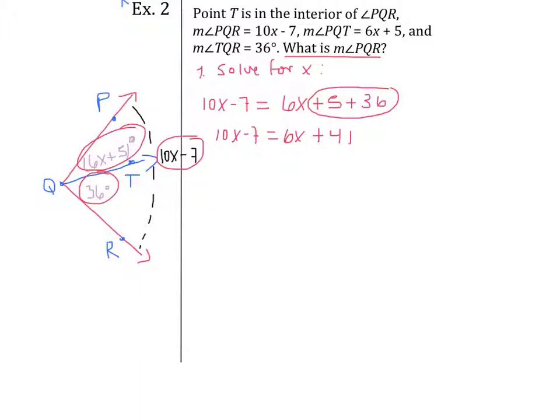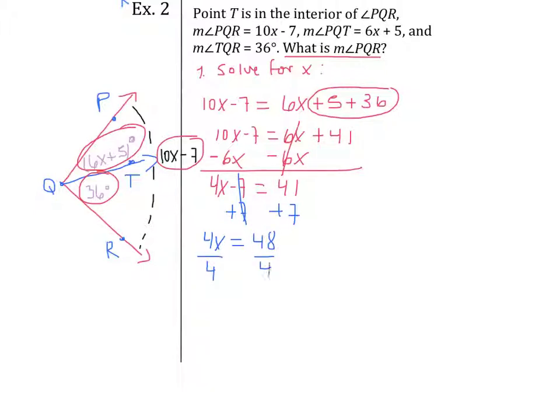Then let's subtract 6x from both sides. This cancels, and 10 minus 6 is 4x minus 7 equals 41. Now we want to solve for x, so we add 7 to both sides. This cancels, and we have the 4x by itself. So 4x equals 41 plus 7, which is 48. We divide by 4, so x equals 48 divided by 4, which is 12. This is the value of our x.